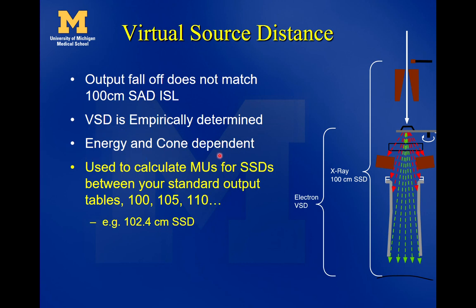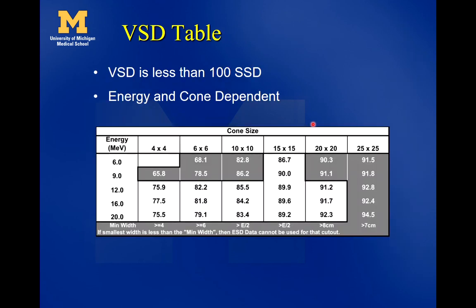It's energy and cone dependent, and it's used to calculate monitor units for SSDs between your standard output tables. Most clinics will measure output at 100, 105, 110 SSD. I think we had some 115 measurements and things like that. But every once in a while, because of the planning system, we'd need to know what the output was at 102.4 centimeter SSD. So we had all these vast tables of virtual source distance.